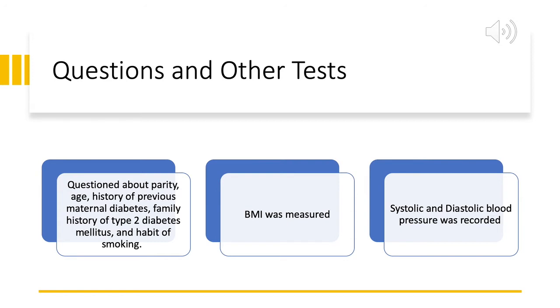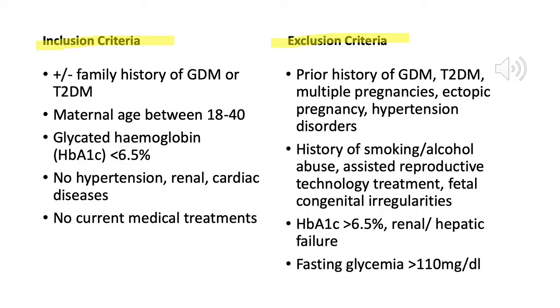Each individual had to answer questions about parity, whether they have had other pregnancies and if they went to full term, their history of previous maternal diabetes or family history of type 2 diabetes mellitus, and whether or not they've smoked. Each woman had their BMI measured and systolic and diastolic blood pressure recorded. This questionnaire allowed researchers to include or exclude individuals based on certain criteria.